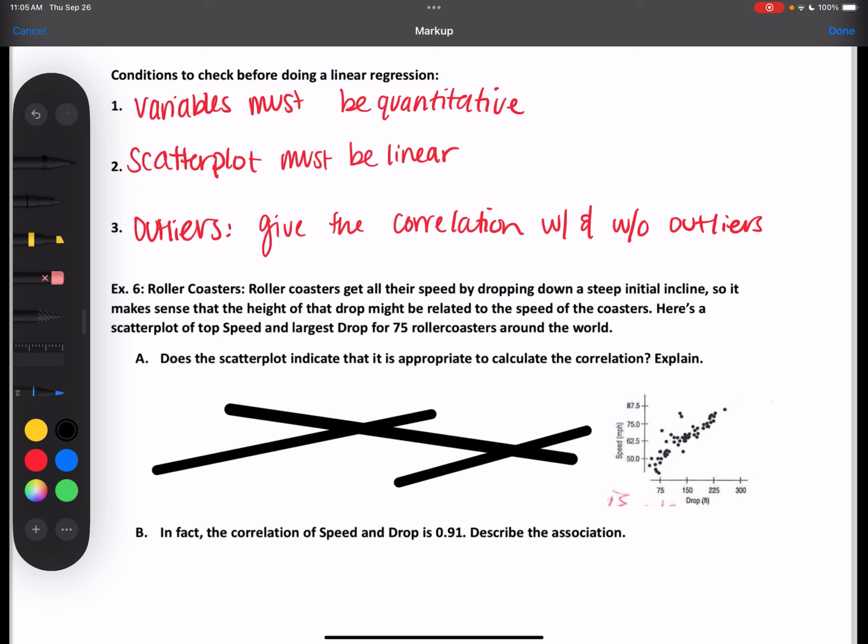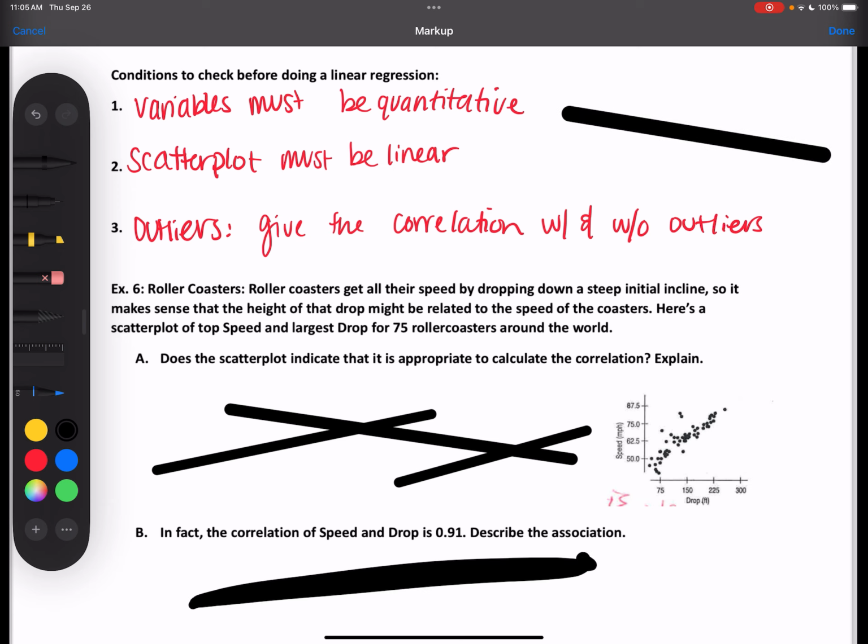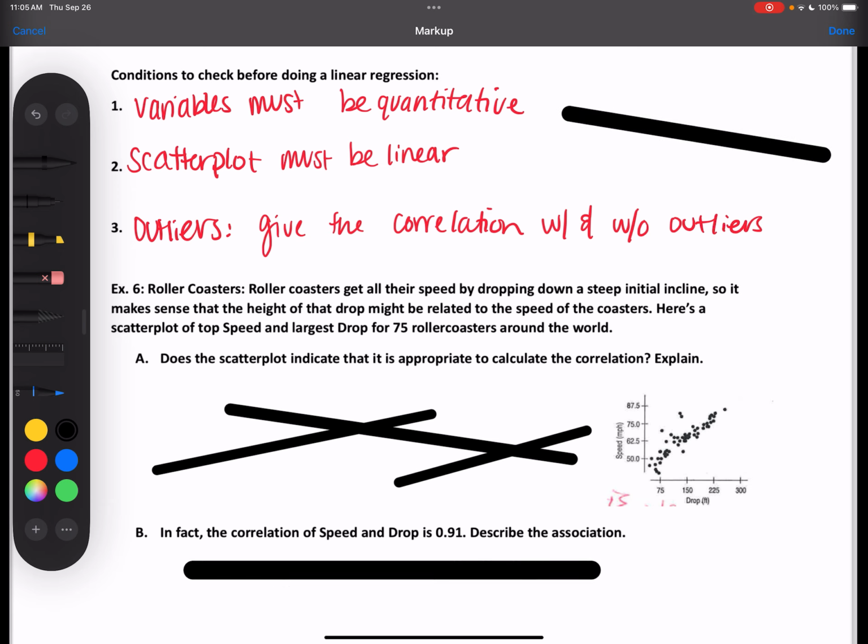I'm just trying to get it to focus in. You don't need all these random lines drawn. There we go. Oh, oops. Okay.